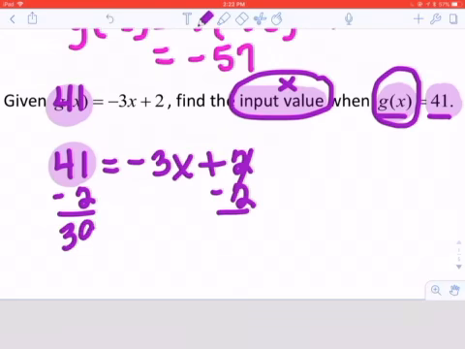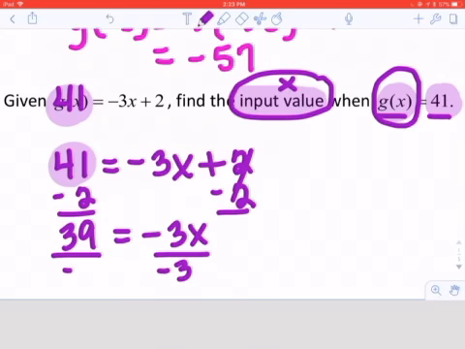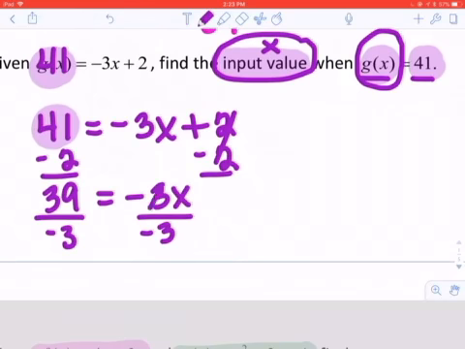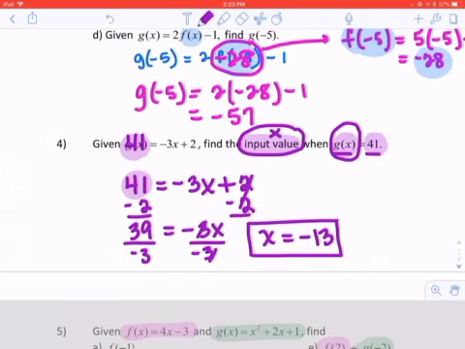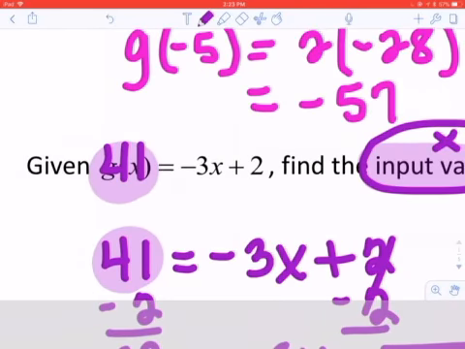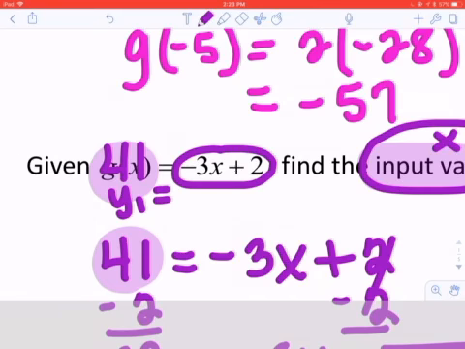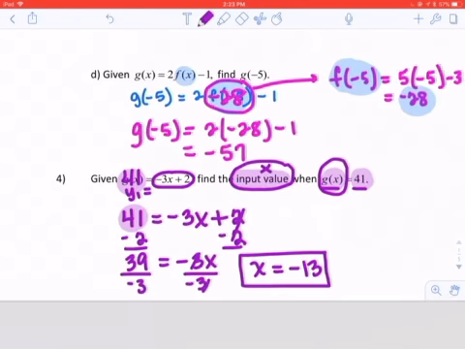41 minus 2 is 39. Equals negative 3x. Divide by negative 3, divide by negative 3, and you get x equals negative 13. You could have also typed into your calculator, into y equals, y1 equals negative 3x plus 2, and then gone to your table by hitting second graph and looking for where y1 is 41, getting the x value of negative 13 from that table.